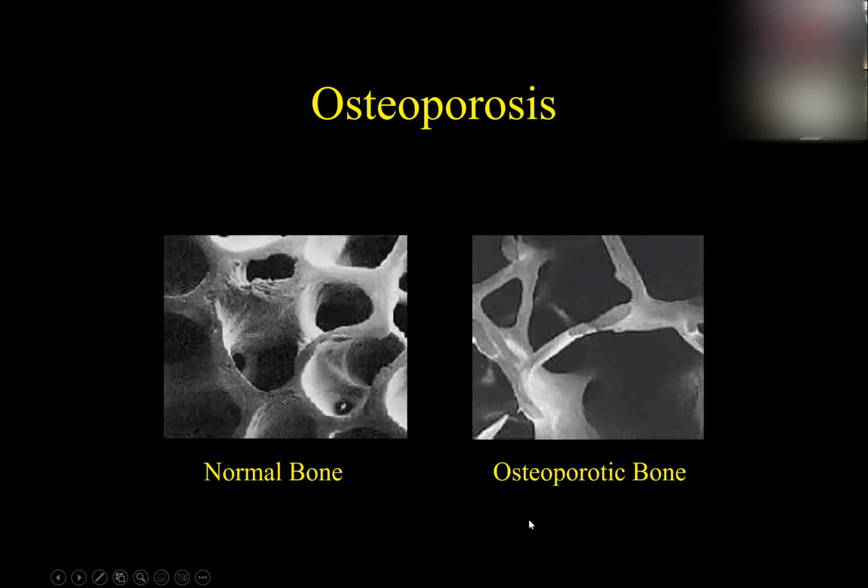This is a slide, a photomicrograph of a normal bone here. We've got these cancellous bones, so we've got these little holes in it. This is a dog with osteoporosis. So the bone itself looks the same. It's just there's not as much of it.